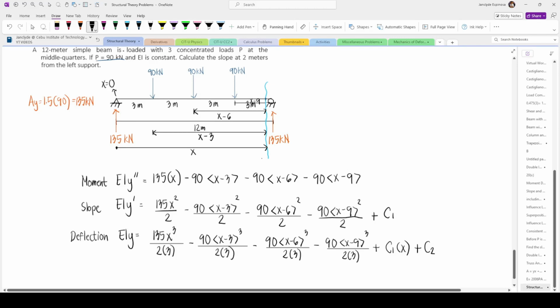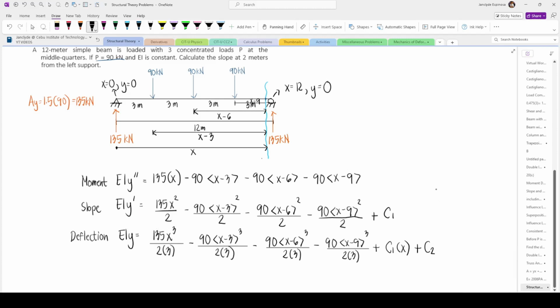Now, diba, if we have a support, deflection is not permitted. So, meaning, at this point, at x equals 0, the deflection must also be 0. And then, dito naman sa roller support, this is at x equals 12. Diba, deflection is also not permitted. So, y equals 0 then.